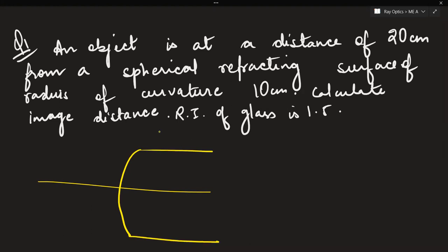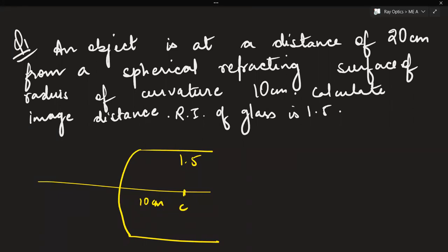So this is the glass part where this is 1.5. Even if you do not draw these lines, it's fine. Just the spherical part should be drawn. So 1.5 is the refractive index. Radius of curvature, let's say this is 10 centimeters. This is the radius of curvature for this curved part.